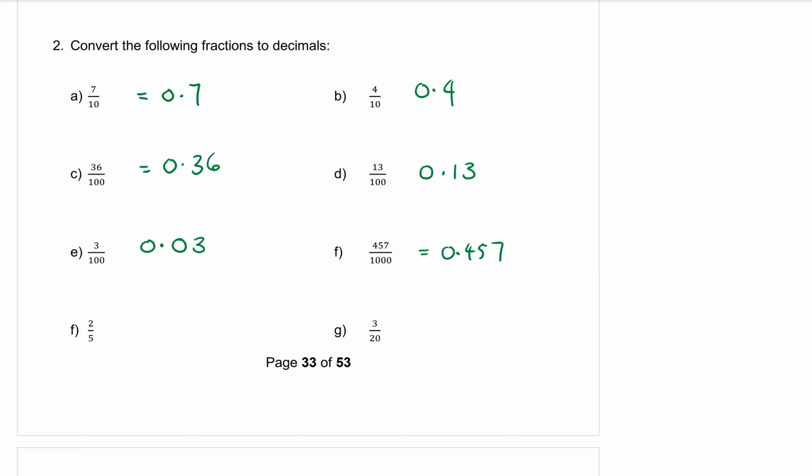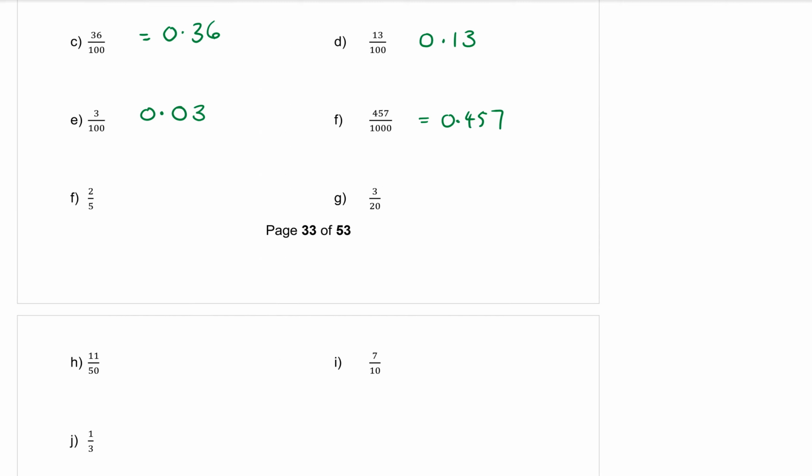Once the denominators are no longer a 10, 100 or 1,000, to do it without the calculator, you would have to make them out of 10. So for example, if I was going to do F, I would say I can times both the top and the bottom of that fraction by 2. That's right. If I times by 2, I'm going to get a 4 on the top and a 10 on the bottom. Now that they are tenths, I know that the 4 goes into the tenths position, and there it is as a decimal.